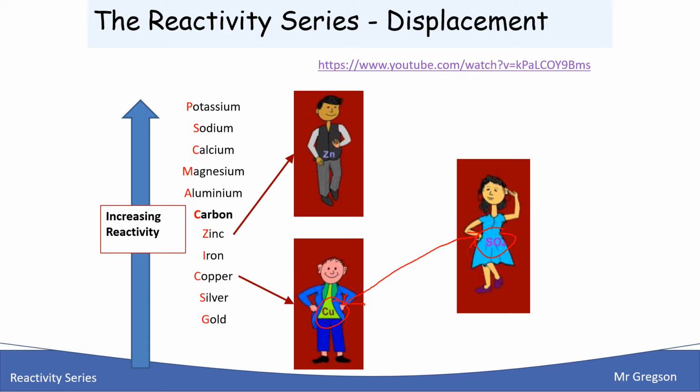But along comes Mr. Zinc. And Mr. Zinc is more reactive than Mr. Copper, so zinc is actually going to displace copper. So copper is going to get thrown out. So now we're going to have a zinc and sulfate, or zinc sulfate, which is great.